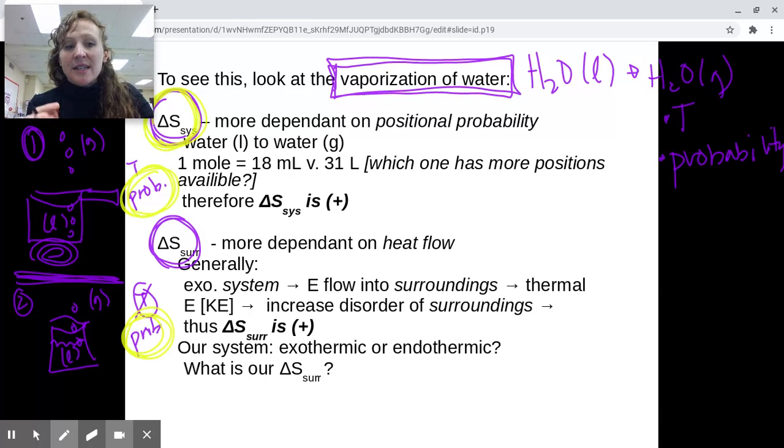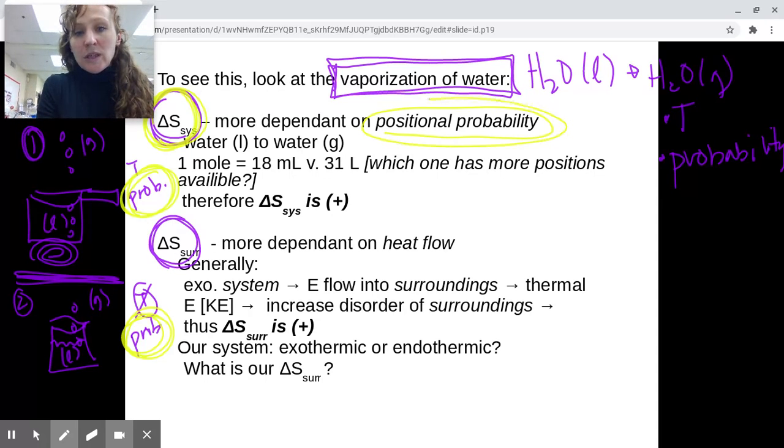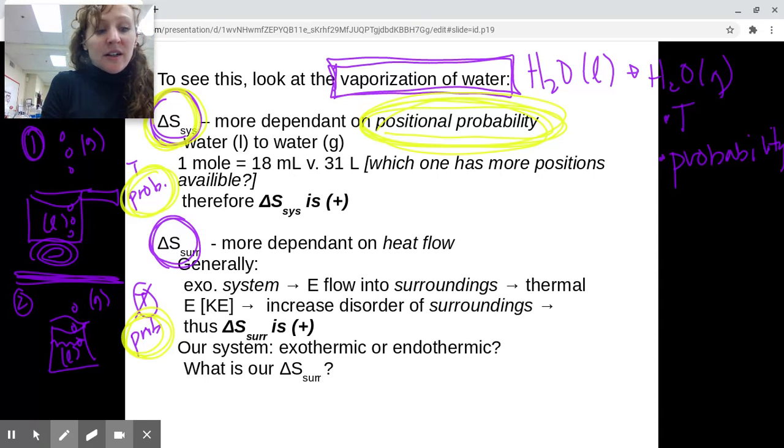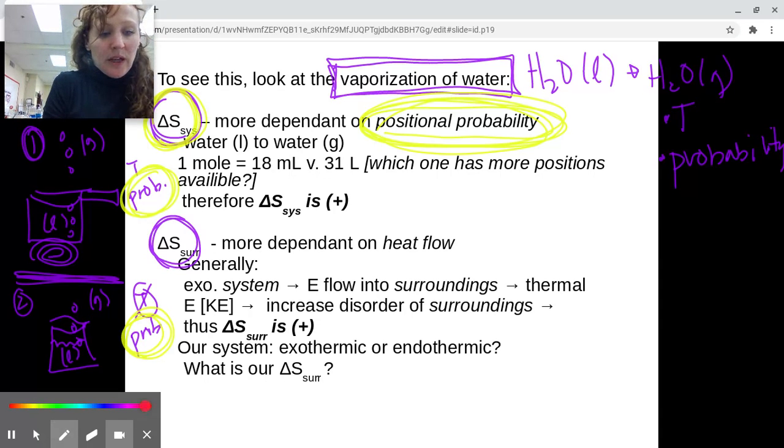If you can predict the sign of the positional probability, which one has more positional probability, which one has less positional probability, then that is going to be the sign of entropy of a system. So these two things you definitely want to link together. When you think entropy of the system, you want to think positional probability. Okay, so here we kind of continue on with that thought.